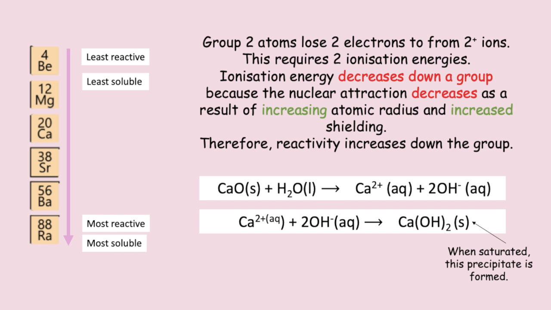There are lots of different uses of group 2 compounds, and there are some that you should be aware of. Calcium hydroxide, for example, is added to increase the pH of acidic soils. Many indigestion tablets also use calcium and magnesium carbonate to neutralize stomach acid.